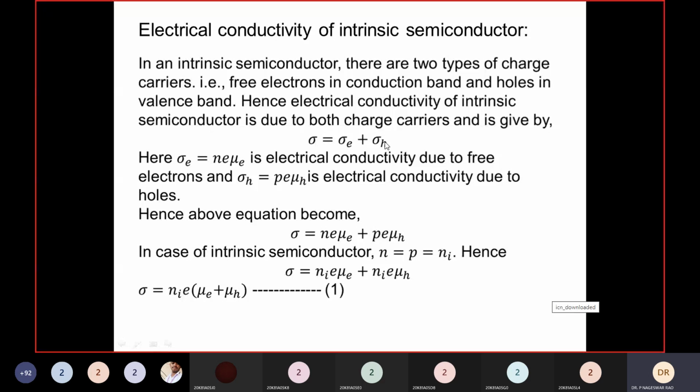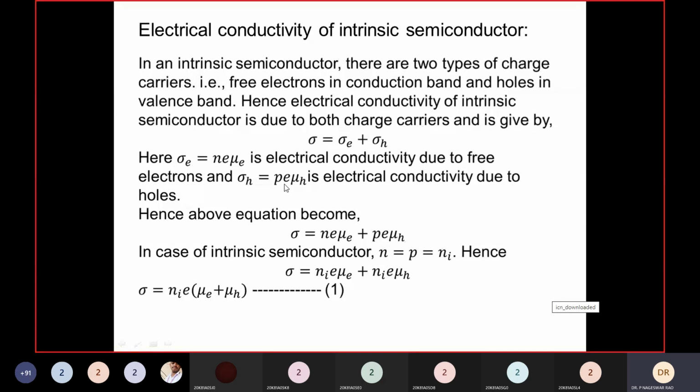So due to electrons, what is the conductivity? Sigma E is equal to Ne into mu E. Similarly, due to holes, what is the conductivity? Sigma H is equal to P into E into mu H, where P is the density of the holes, E is the charge of the hole, and mu H is the mobility of the hole.